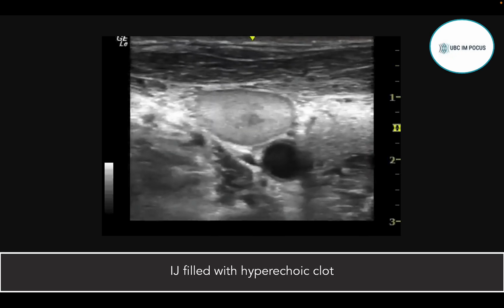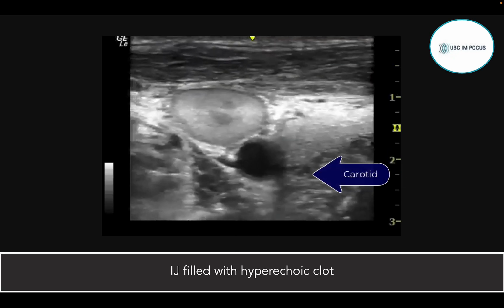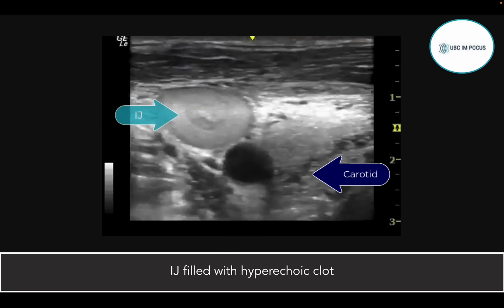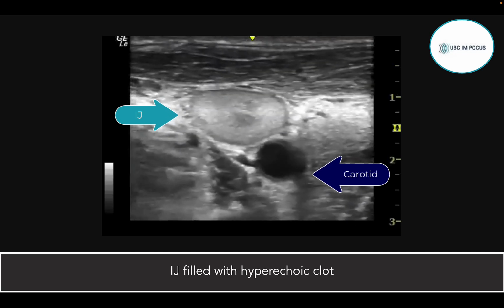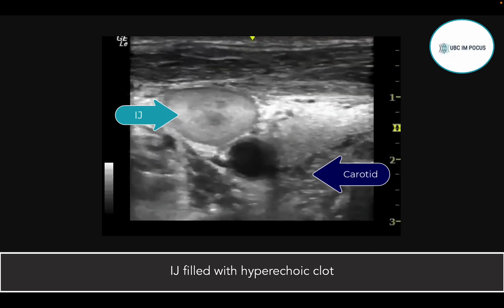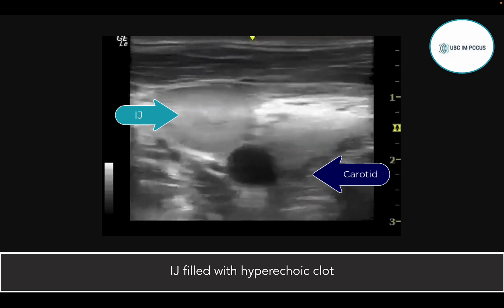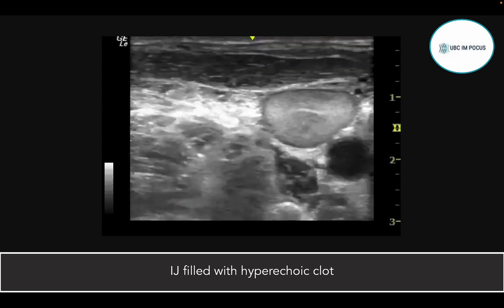This is an IJ that doesn't look normal. So we have the anechoic or black carotid deep to it. And then the IJ itself looks really bright and hyperechoic. So this is what a slightly older blood clot can look like, quite hyperechoic, which obviously is very not normal.